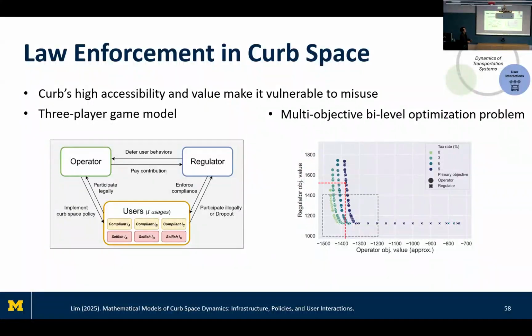So I adopt a multi-objective bi-level optimization problem where I try to solve a Pareto front of the different relationships of the policies and compare the societal impacts of different law enforcement levels imposed by the government or the regulator.